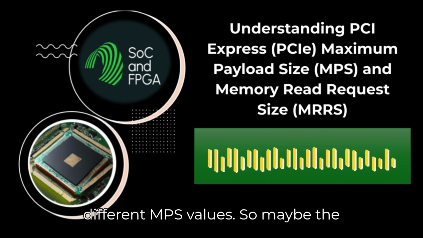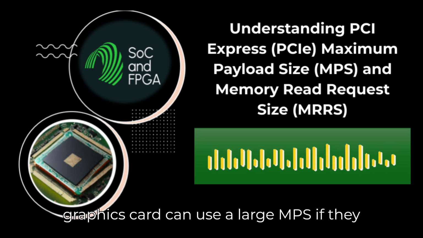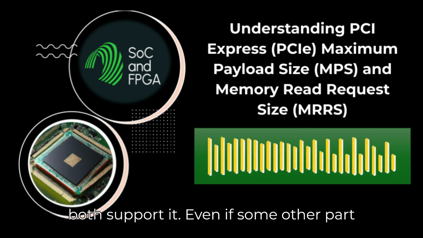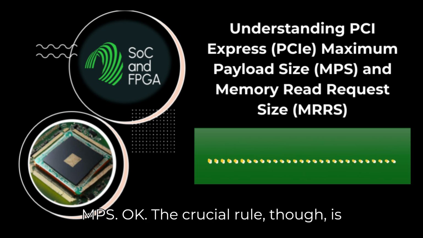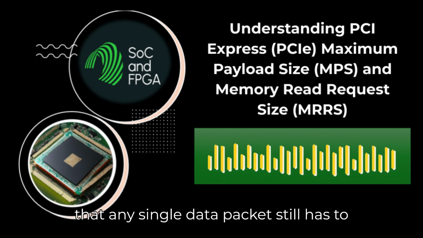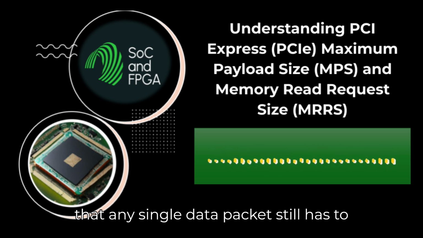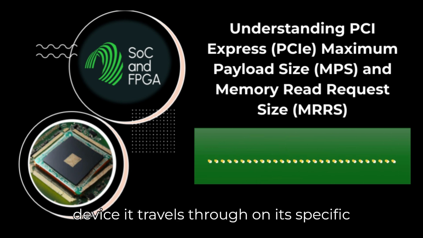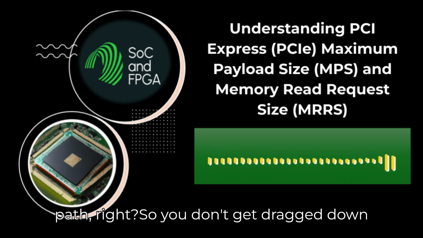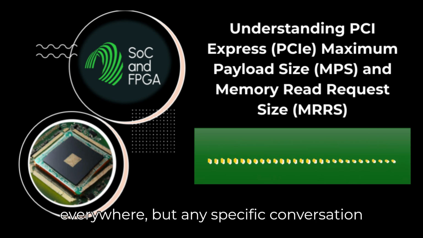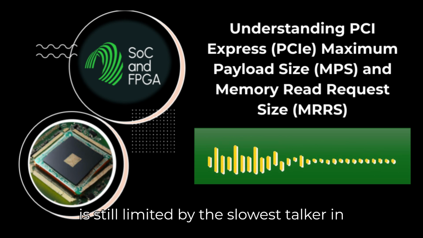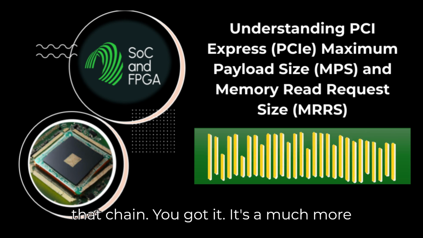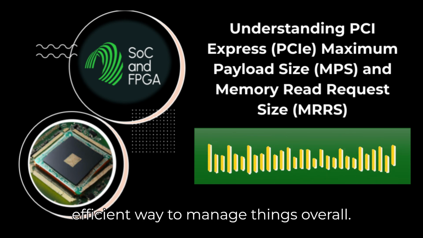So maybe the connection between your CPU and your graphics card can use a large MPS if they both support it, even if some other part of the system is limited to a smaller MPS. Okay. The crucial rule, though, is that any single data packet still has to respect the MPS limit of every single device it travels through on its specific path. Right. So you don't get dragged down everywhere, but any specific conversation is still limited by the slowest talker in that chain. You got it. It's a much more efficient way to manage things overall.